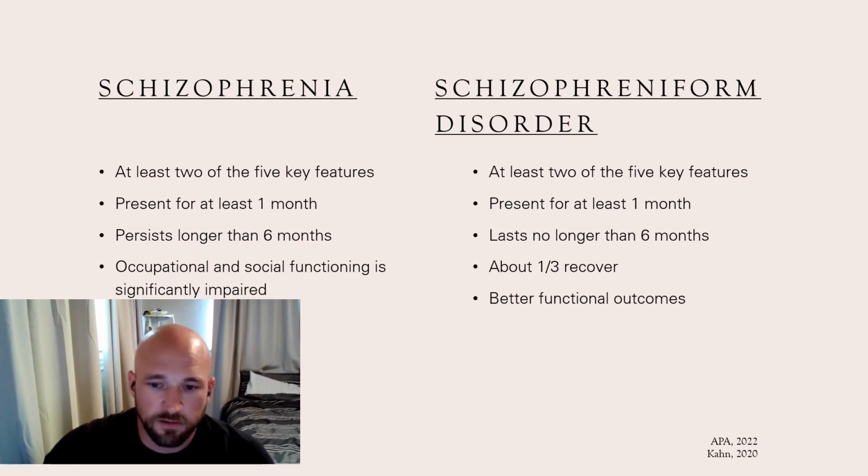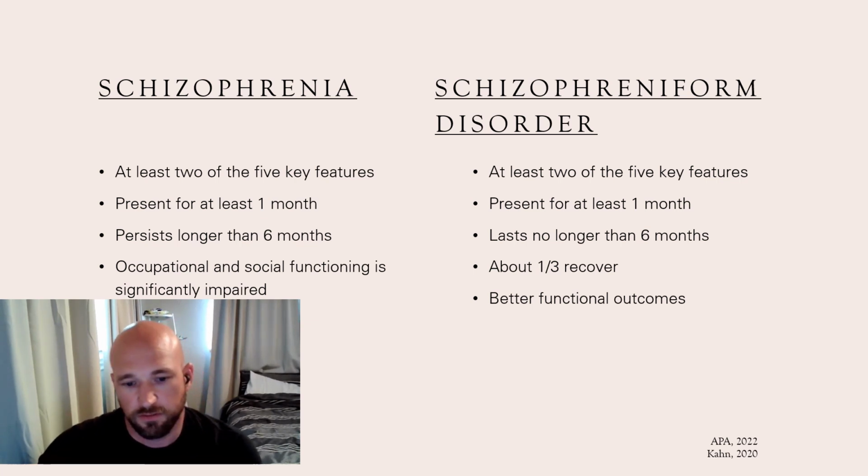About a third of people with schizophreniform disorder recover. The other 2/3 either go on to be diagnosed with schizophrenia or schizoaffective disorder. That just means their initial diagnosis was schizophreniform, because they're diagnosed before the 6 months. After the 6 months, if the symptoms are still present, then obviously they change the diagnosis to schizophrenia or schizoaffective.